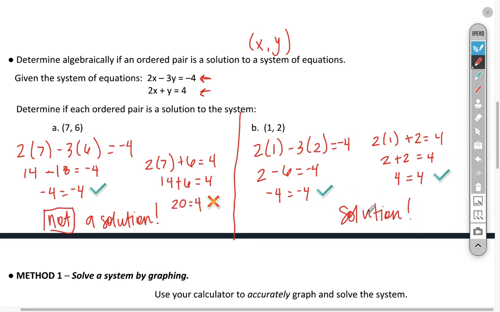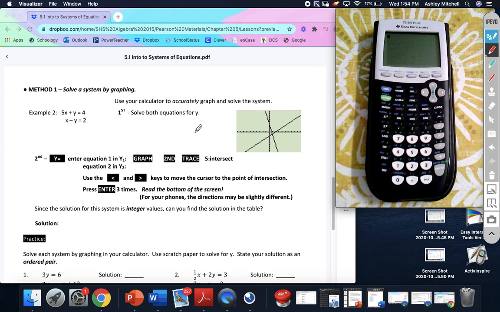See how that works? If it equals out on both equations, this ordered pair is a solution. But here, where it only made a solution on one, this is not a solution. It has to work for both equations in the system. Now we're going to learn method 1, which is how to actually find the solution, and we're going to do this by graphing.